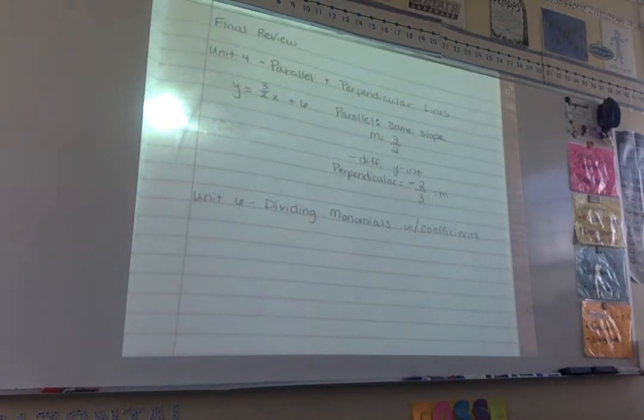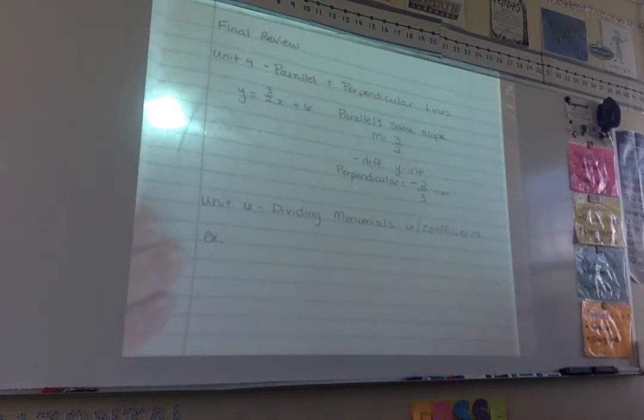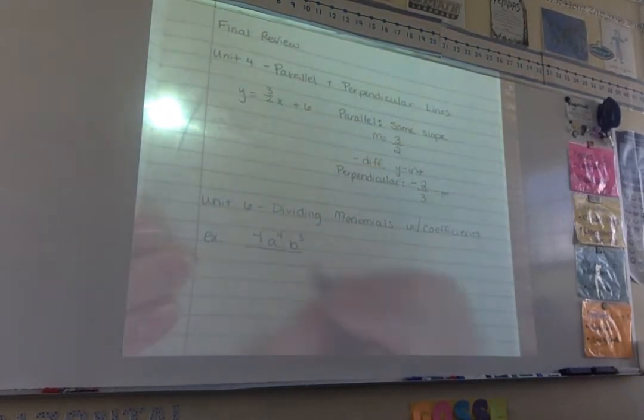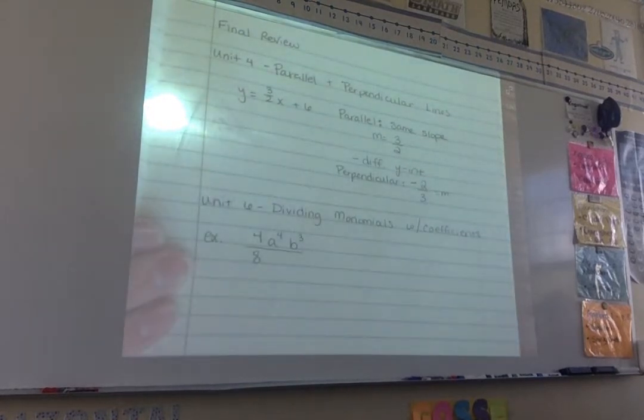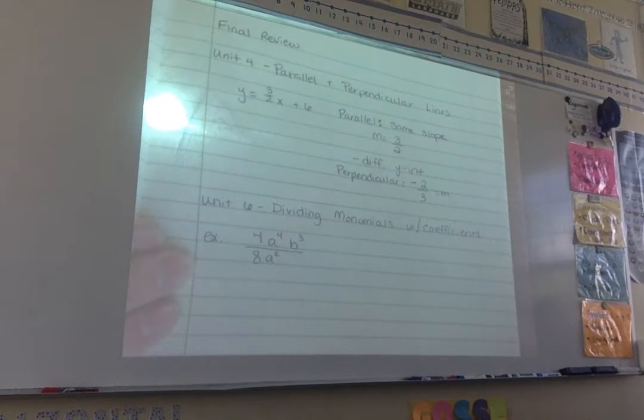So I'm going to do two examples, one with the bigger coefficient on the top, which I think is easier, and then one with the bigger coefficient on the bottom. So we have example. Let's do 4a to the 4th and b cubed divided by 8a squared b.